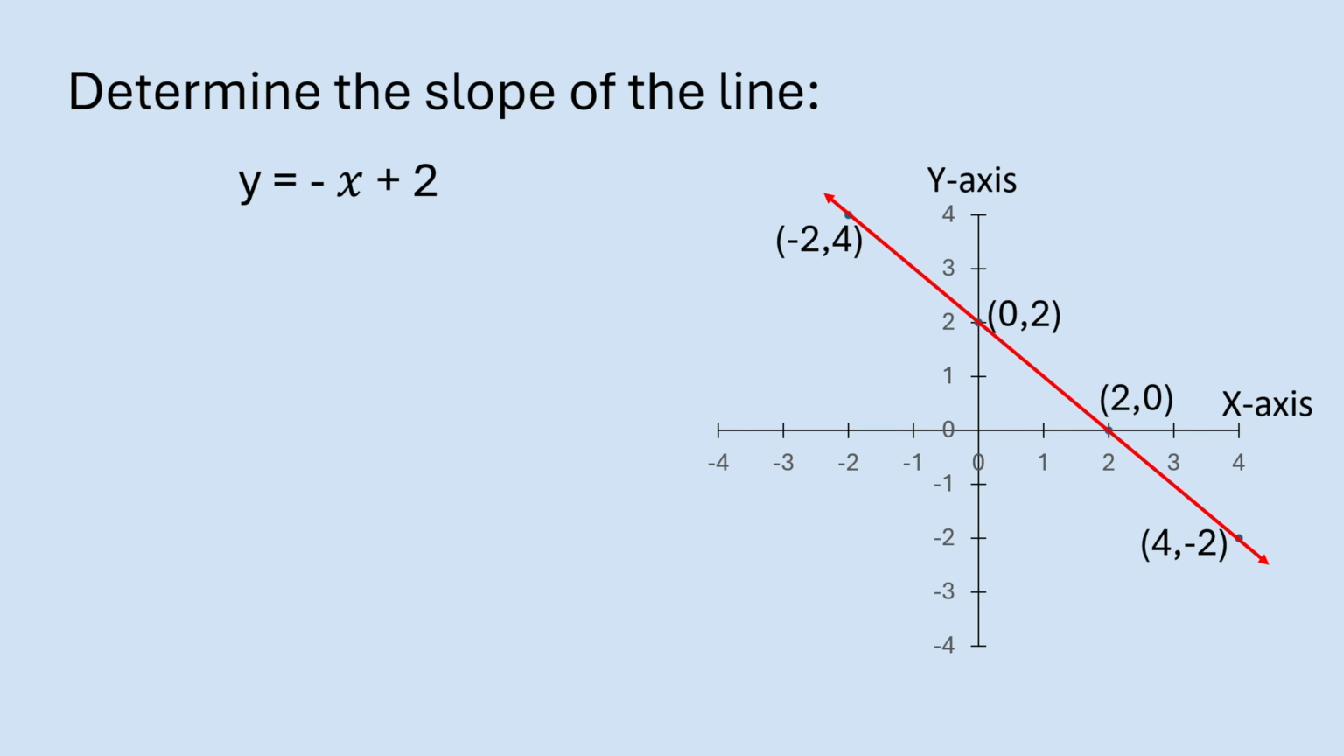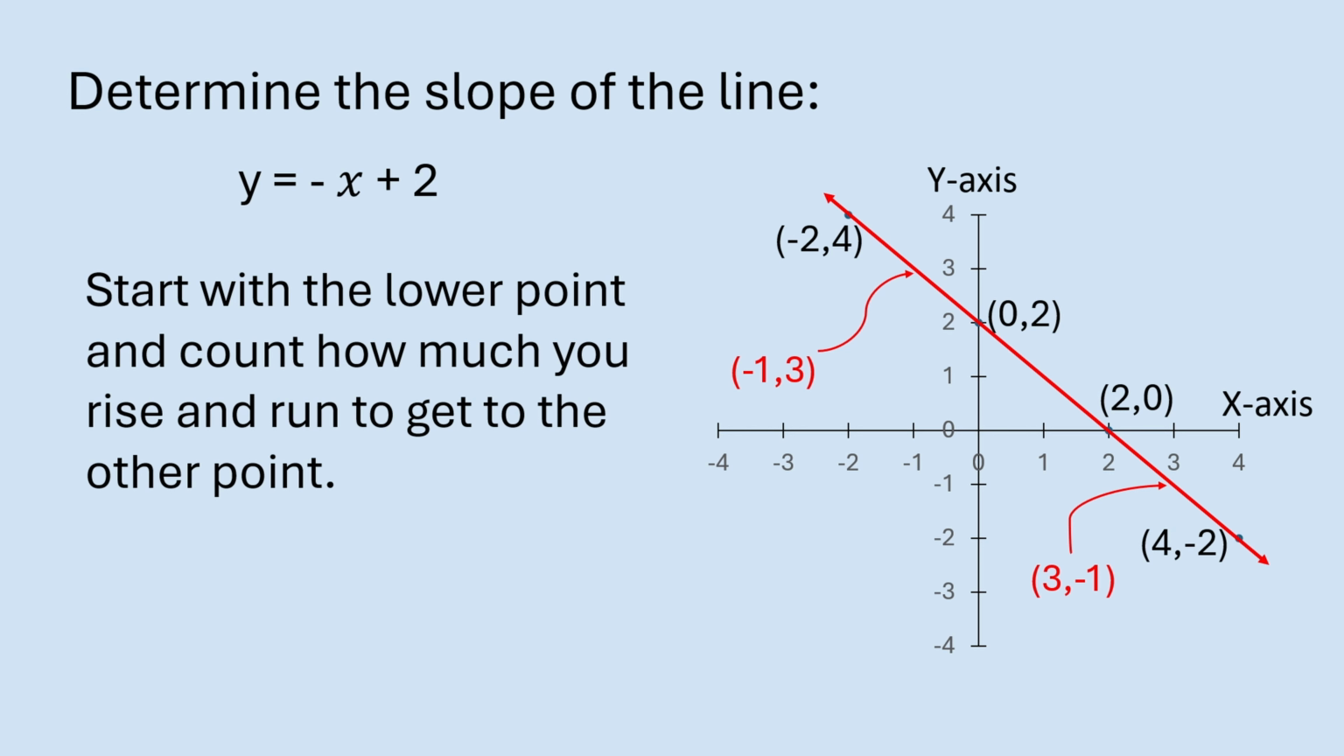Now we want to find the slope of this line. Pick 2 points, for example, (3, -1) and (-1, 3). Start with the lower point and count how much you rise and run to get to the other point. Slope is equal to rise divided by run.